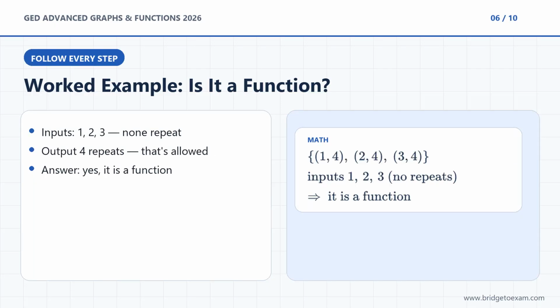Let's test a set together, step by step. Is (1, 4), (2, 4), (3, 4) a function? Step 1. List the inputs: 1, 2, and 3. Step 2. Check for repeats. No input repeats. Step 3. Yes, the output 4 repeats, but repeated outputs are always allowed. So the answer is yes. This relation is a function.